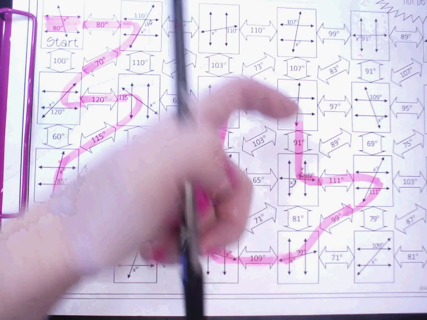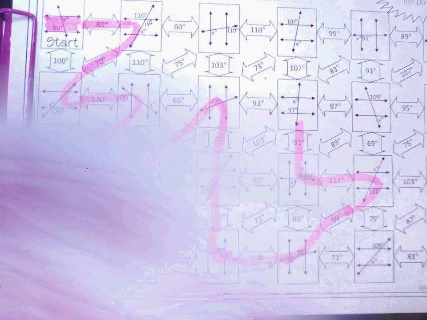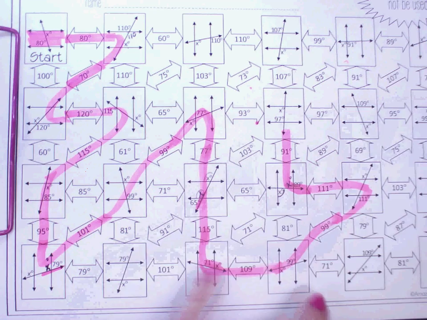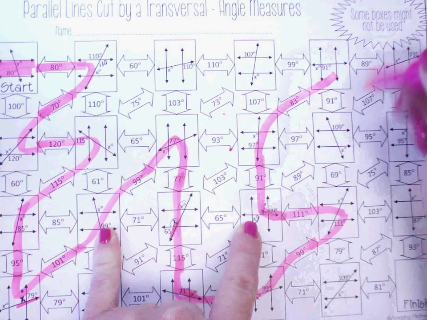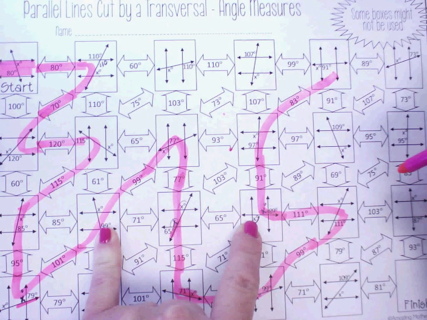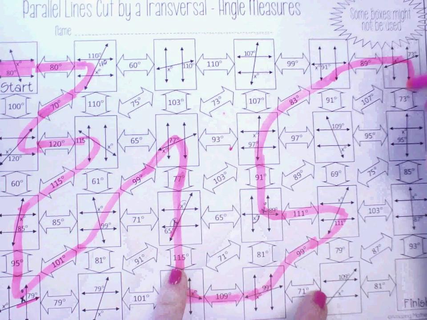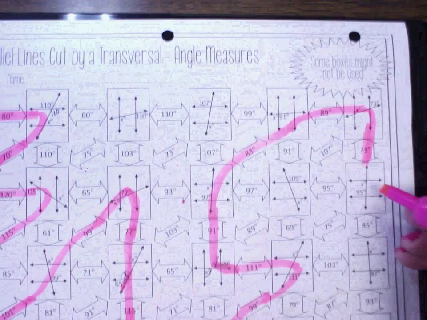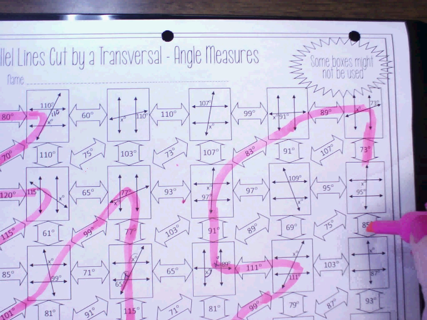So we're going that way. Those two are supplementary again. So 91 and 89. Those two are corresponding, so it's the same. We're going down. Supplementary. So this one would be 85, right? 85. Those two are supplementary. So 93, and there's your finish line.